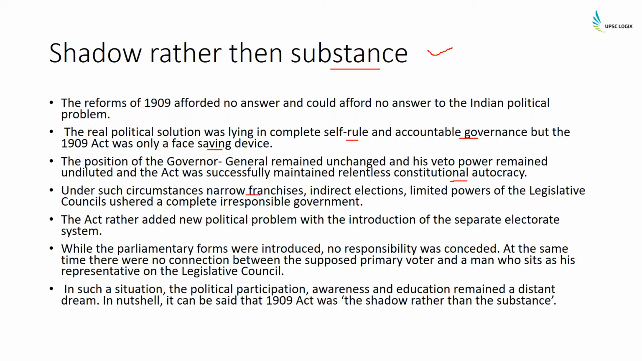Moreover, problems such as narrow franchises, indirect elections, and limited powers of the legislative councils ushered in a completely irresponsible government. The Act also added a new problem, which was that of a separate electorate system based on caste and community. And although the parliamentary reforms were introduced, no responsibility was conceded. And moreover, there was no connection between the supposed primary voter and the man who sat and represented him in the legislative council, because all these members were nominated. And in these circumstances, the whole idea of political participation, awareness, and education remained a distant dream. So, in a nutshell, we can call the 1909 Act a shadow rather than substance. So, this is the answer for this particular question, if this question comes for discussion.